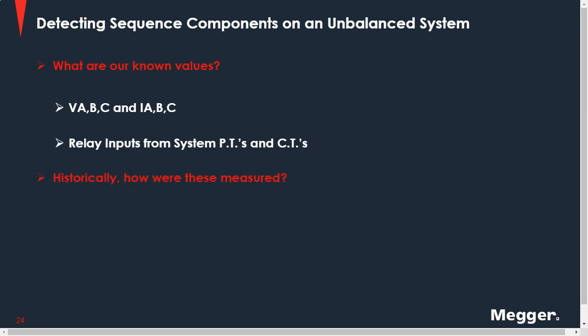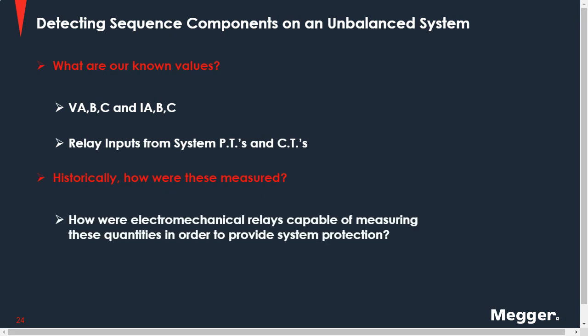And historically, how were these measured? How were electromechanical relays capable of measuring these quantities in order to provide system protection? Well, there's a number of ways, which we're going to see here in a moment. But with negative sequence, we've always had an issue with being able to analyze this without numerical methods. Numerically, we can do that. Otherwise, we have to use a lot of clever designs, clever wiring to achieve that.